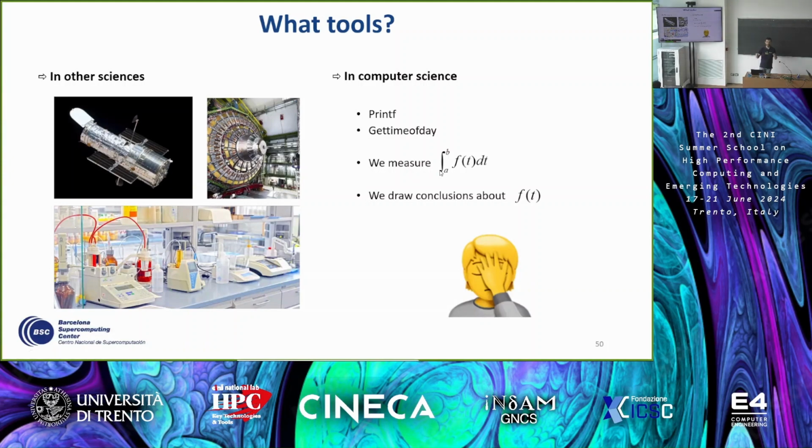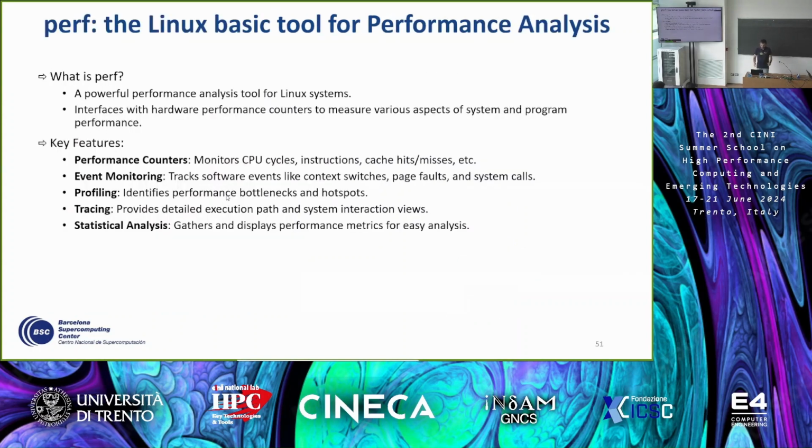Okay, so as the other fields of science are evolving into better and better measurements, we also have to do that. That's why performance analysis tools are very important, and we cannot just do printfs and put a gettimeofday at the beginning and at the end of our main to understand. Good. Okay, so how many of you are familiar with perf?